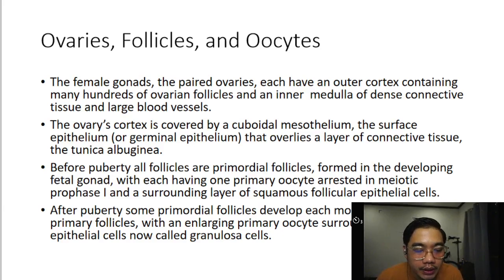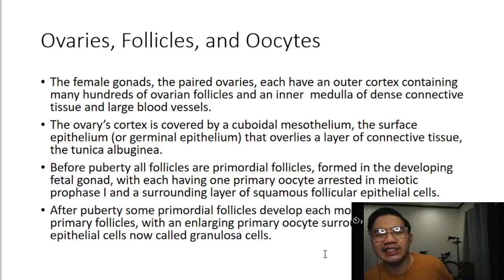After puberty, some primordial follicles develop each month as growing primary follicles with an enlarging primary oocyte surrounded by larger epithelial cells, now called granulosa cells, no?